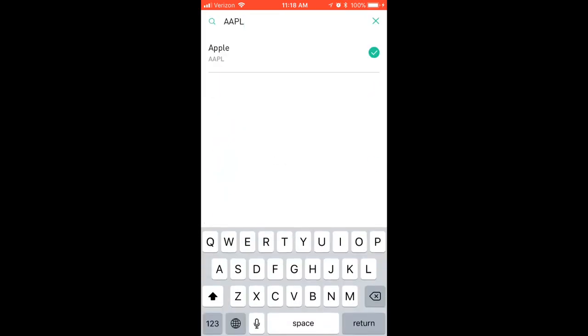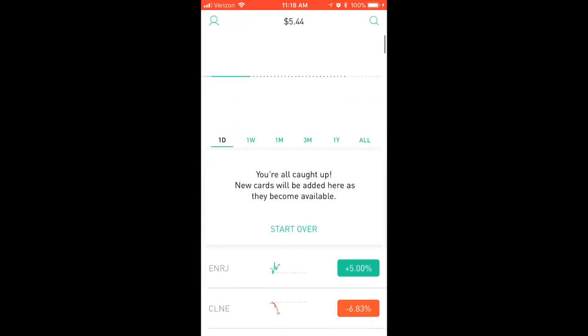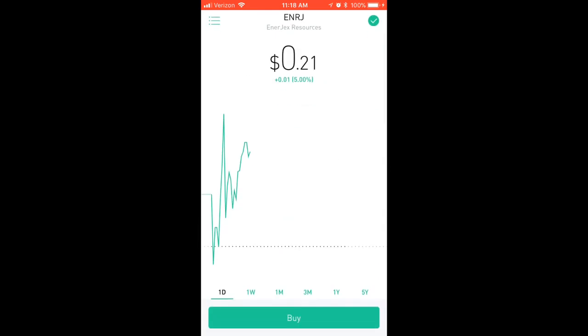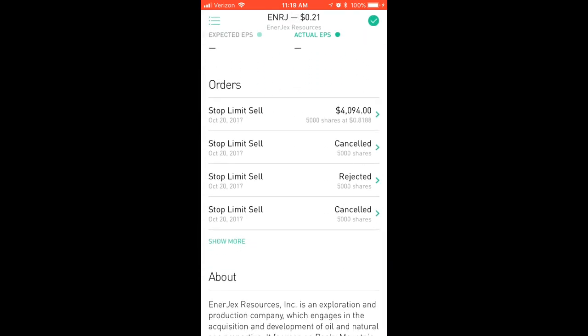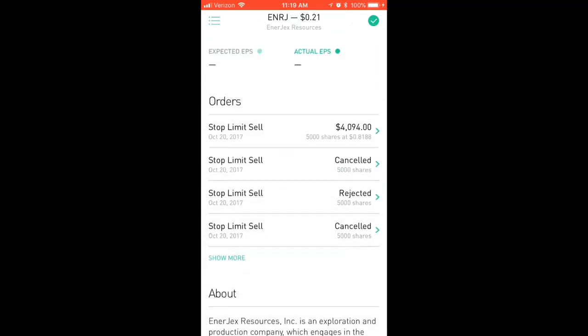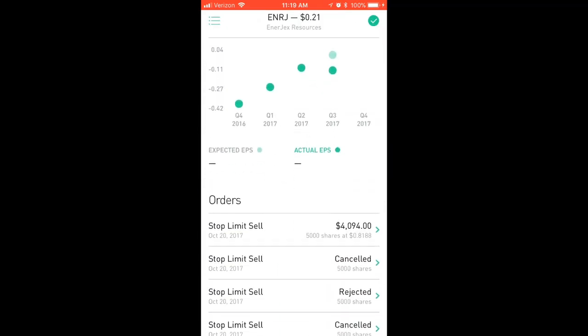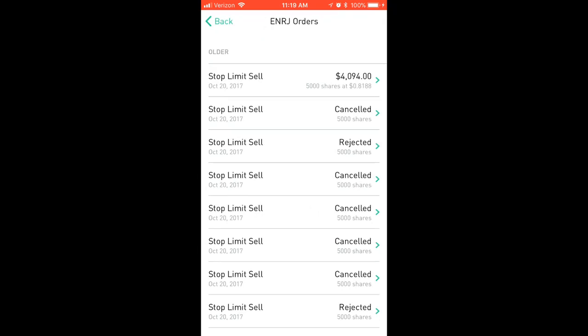So I wanted to cover a day trade that I made before I switched over platforms on ENRJ. This is one of the better trades I had made on Robinhood. So if you scroll down to the stock and you scroll down to orders, you can see all my orders that I've had on this stock.